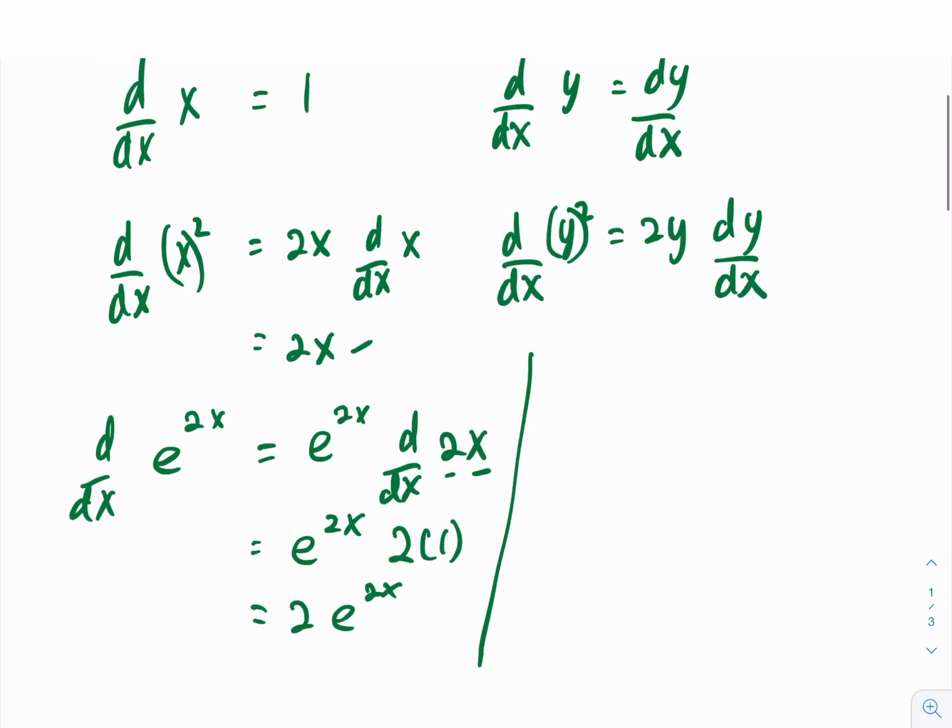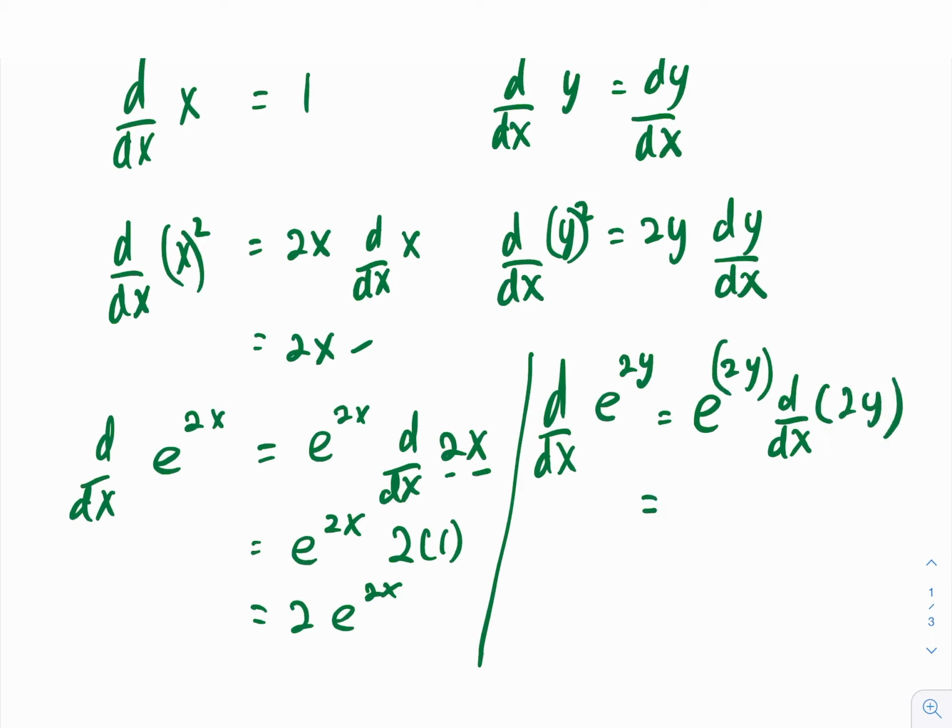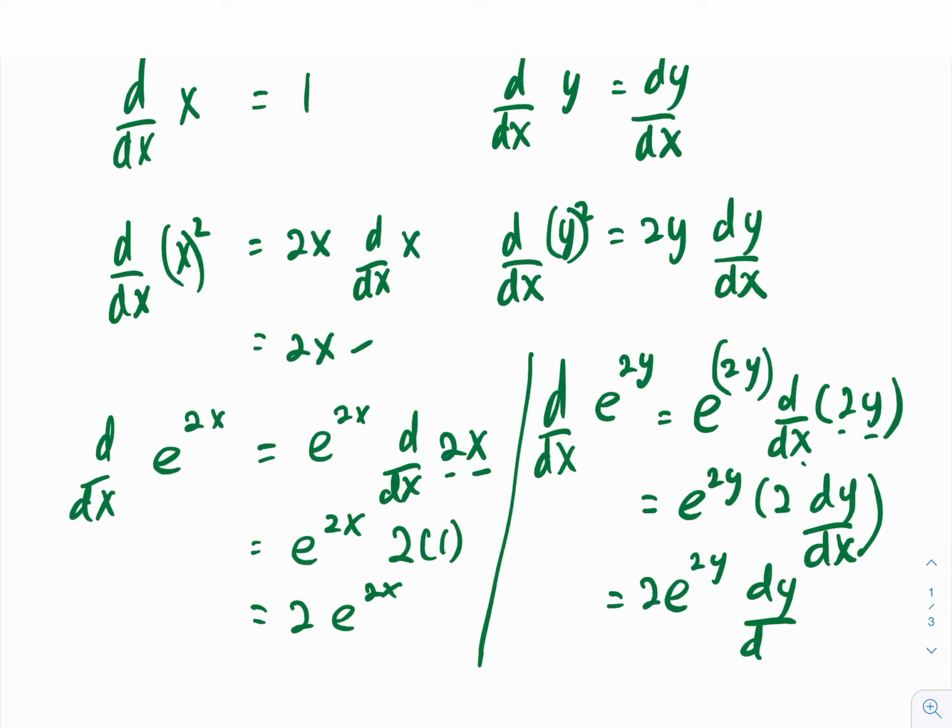But if we want to differentiate e to the power of 2y with respect to x, we'll get e to the power of 2y, and then we have to differentiate the function, which is 2y. Since 2 is a constant, I write it down at the front. And if we differentiate y with respect to x, we'll have dy/dx. Or we can write this as 2e^(2y) dy/dx.